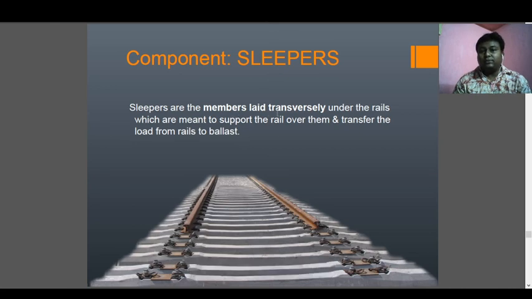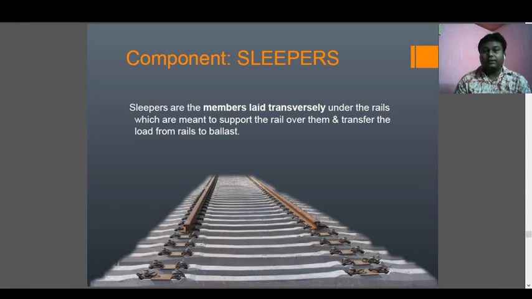So the members laid transversely under this rail are meant to support the rail over them and transfer the load from rails to ballast. It means the load that comes on this rail should be transferred to the ballast through this sleeper, and from ballast to the subgrade, and from this sleeper to the subgrade through the ballast.